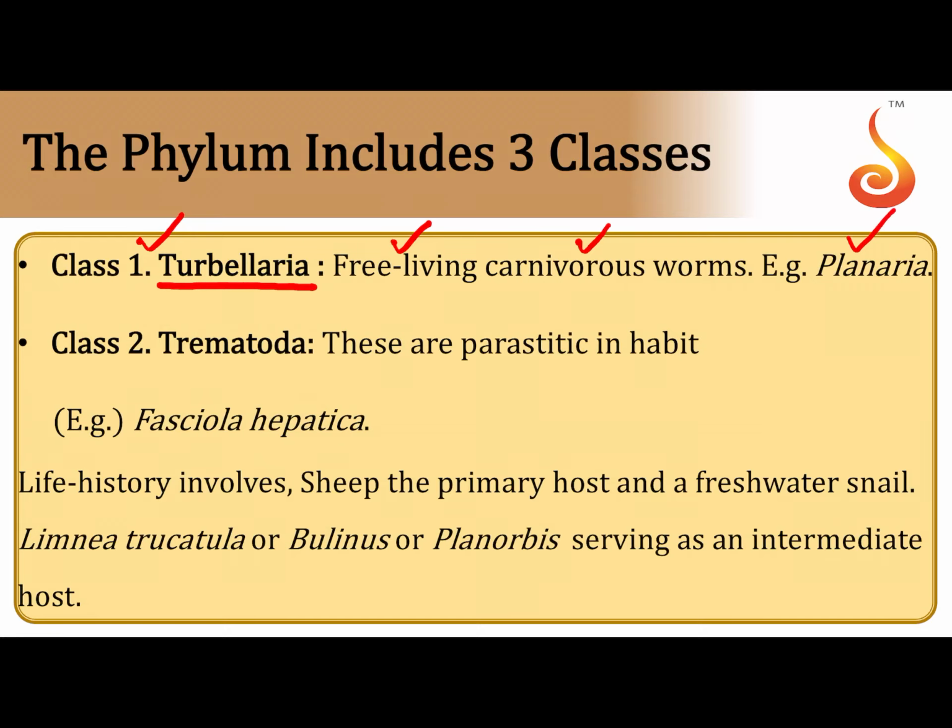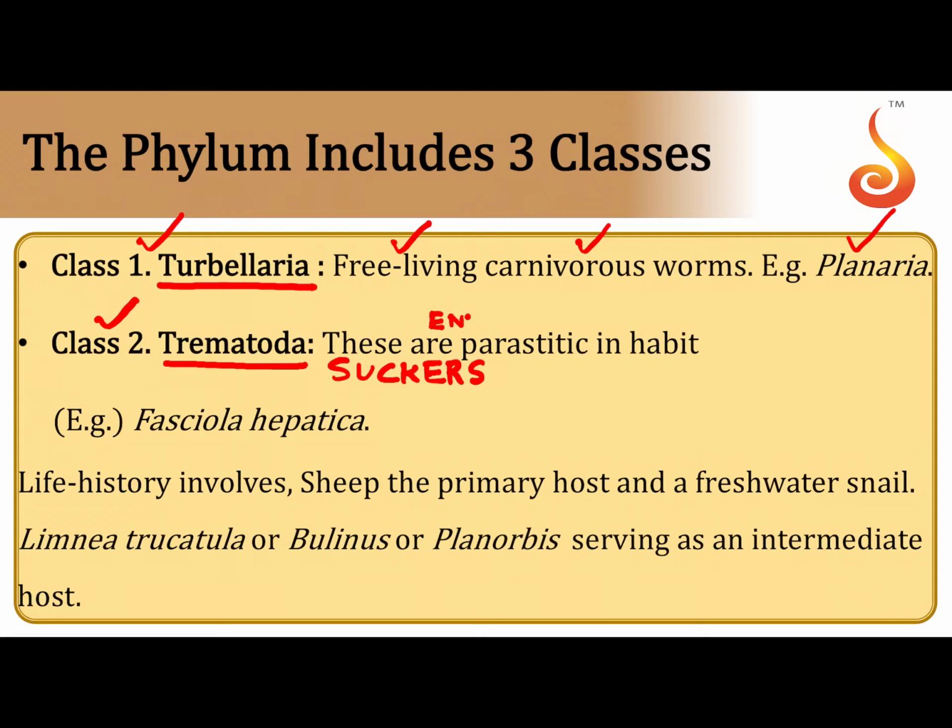Then the remaining two classes that we will be discussing are all parasites. The second class is referred to as the Trematoda. Now these are parasitic in habitat. They have a broad leaf-like body and they have suckers on their body. Now why do they need suckers on their body? Because they need to adhere onto the host. They should not get washed away in the body of the host.